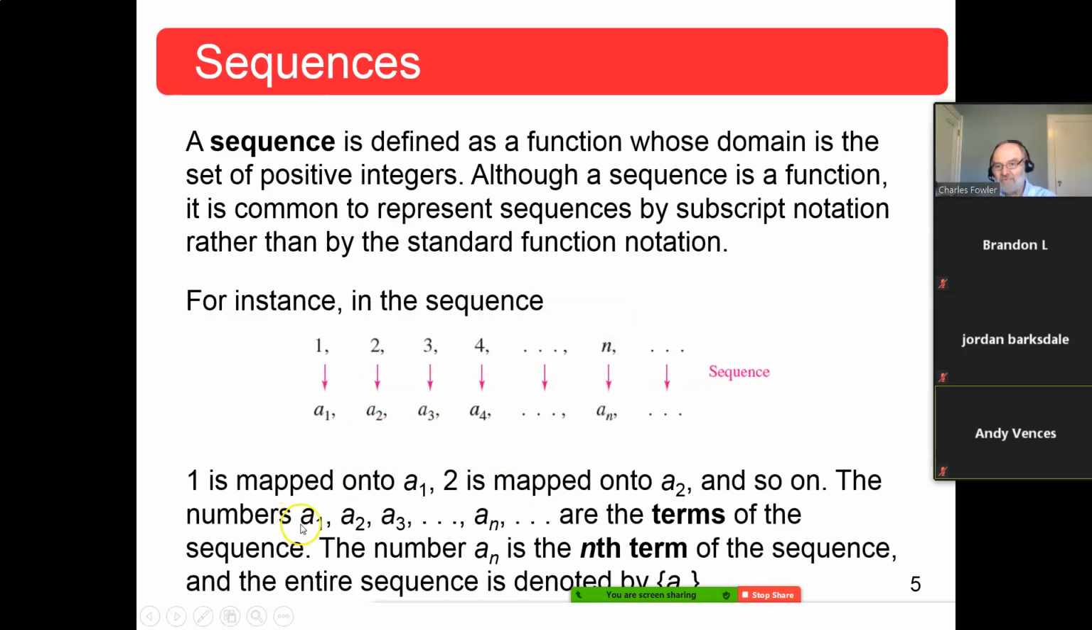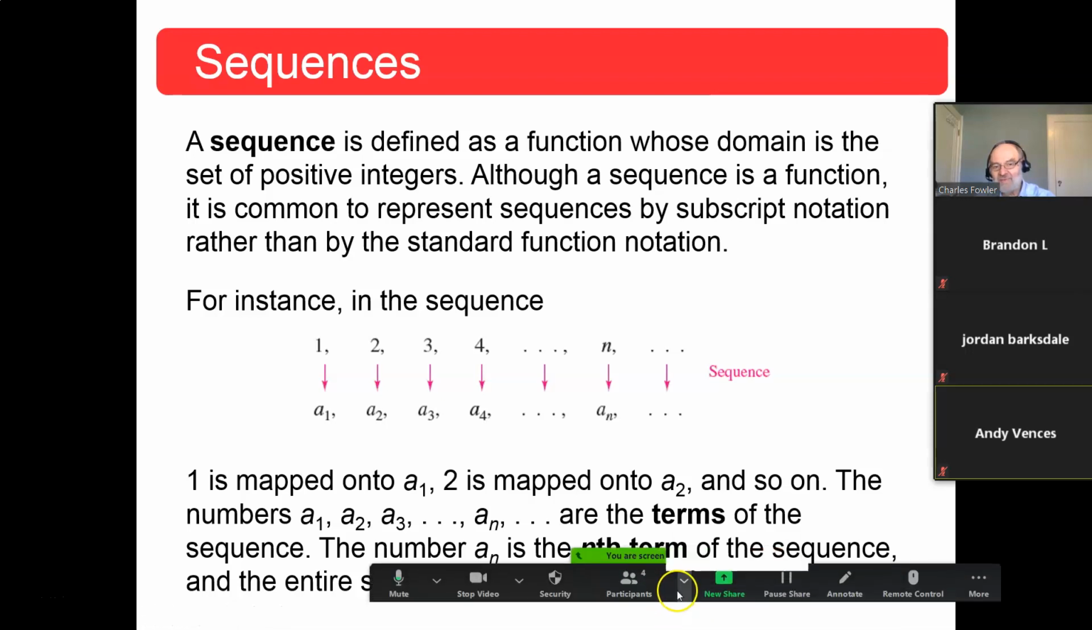So the numbers a1, a2, a3 up to a sub n and keep on climbing are the terms of the sequence. Now that's not to be confused with terms of a polynomial. It's the same word, different context, different meaning. The number a sub n is the nth term of that sequence. And the entire sequence is denoted by brace a sub n, close brace.